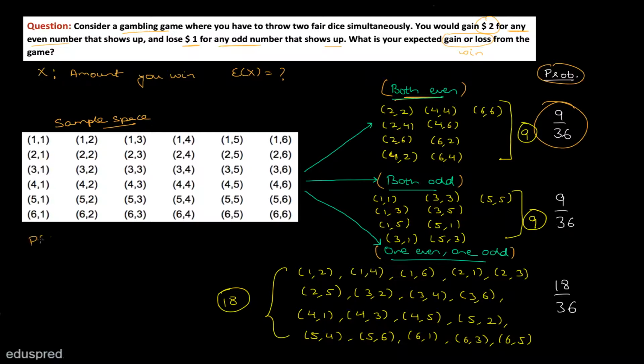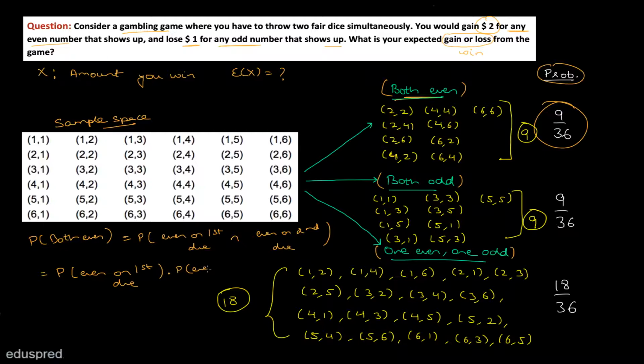For example, if you want to find the probability that both the numbers are even, this is equal to the probability that you get even on first die intersection even on second die, right? And by even, I mean even number. And because both of these events are going to be independent, this can be written as probability of even on first die multiplied by the probability of even on second die. So basically I just used the independence rule over here. Okay, and this is equal to 3 by 6 multiplied by 3 by 6. This is equal to 9 by 36.